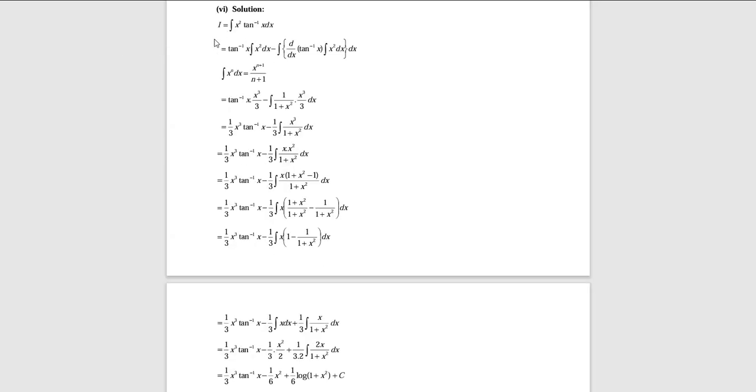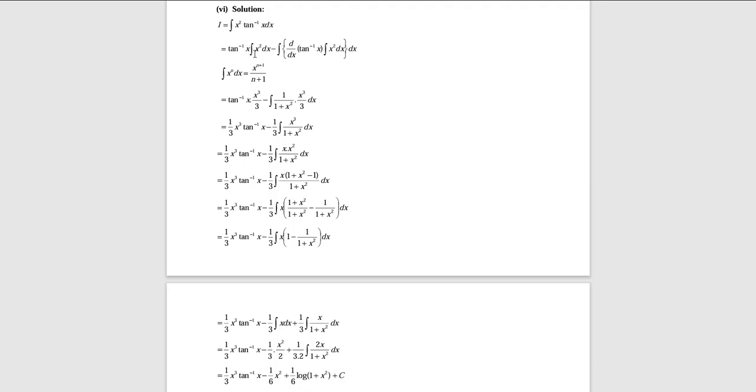In our last example, we have integration of x square tan inverse x. Let us consider the first part, x square, as our v and the second part, tan inverse x, as our u. So according to the formula, first we have to write u, so we wrote tan inverse x. Next we have to write integration of v, which is x square. Next we have to write minus integration of d/dx of u, u meaning tan inverse x, and then we have to write integration of v, which is x square.